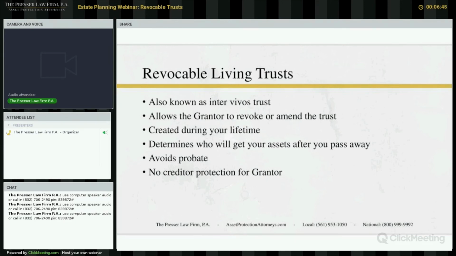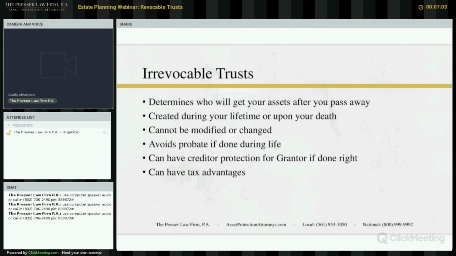But it's critical to note, because we hear this all the time, that revocable trusts in and of themselves provide no creditor protection to the grantor. We'll talk a bit later about where they can get creditor protection, but it's never for the grantor. I want to contrast the revocable trust with the irrevocable trust, and I'm going to just touch briefly on this because it's an important distinction.